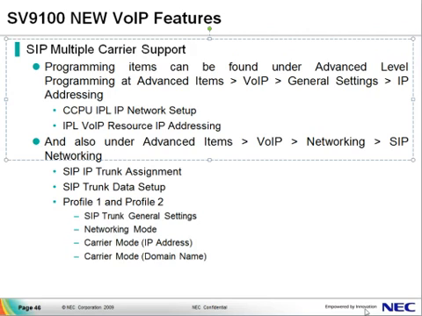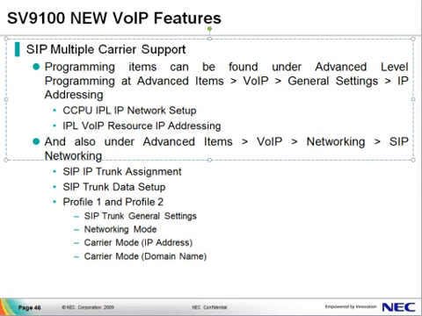When programming SIP carrier configurations on the sv9100, the majority of programming items can be found under Advanced Level Programming at Advanced Items, Voice over IP, General Settings, and IP Addressing. Under here you can configure the CCPU and IPL IP network setup. Also you can configure the IPL Voice over IP resource IP addressing. You can also go to Advanced Items, Voice over IP, Networking, SIP Networking, and then the rest of the SIP carrier commands are listed under here.